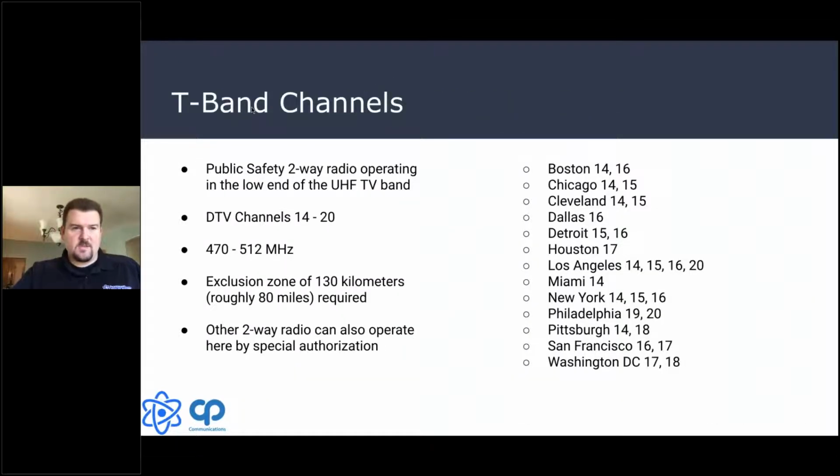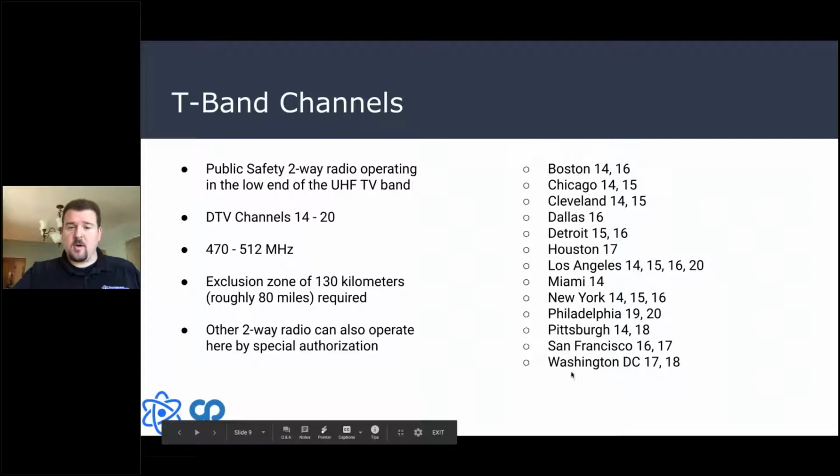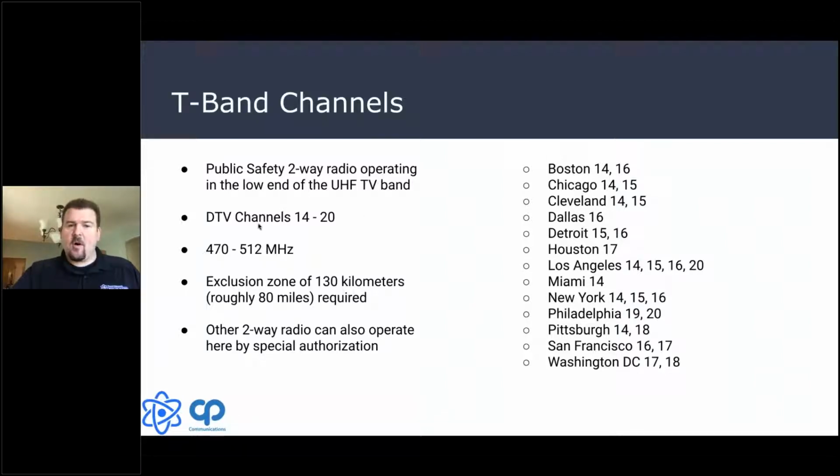And T-band channels was something we've talked about as well. Two-way radio is allowed to operate in the lower end of UHF digital television. So 470 to 512 megahertz, TV channels 14 through 20. A lot of these T-band radios are for public safety. And so we've got a list here showing you some major markets that do use T-band radio for public safety. And you can see it's not all of that 470 to 512 spectrum, but it's specific channels in specific markets.